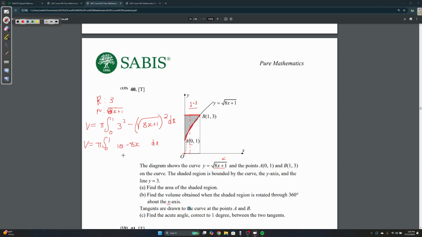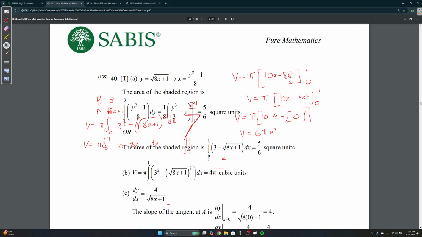We're going to continue doing this. Go up here. So V is equal to pi integral 0 to 1, 10 minus 8x dx. We're going to integrate now. So 10x minus 8x squared over 2. And our bounds are from 0 till 1. So this is way simpler than what I was doing earlier. So it's going to be 10x minus 4x squared from 0 to 1. You're going to have pi, open up, 10 minus 4 minus open bracket 0. And it should be 6 pi unit cube. The answer is 4 pi.